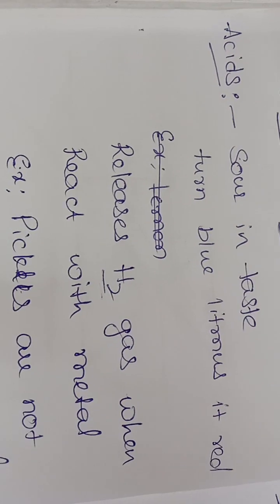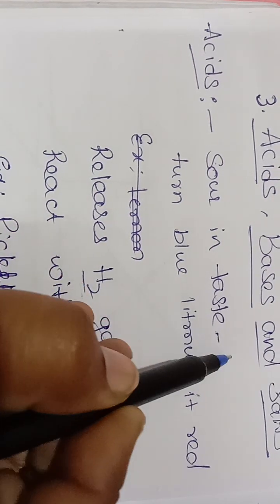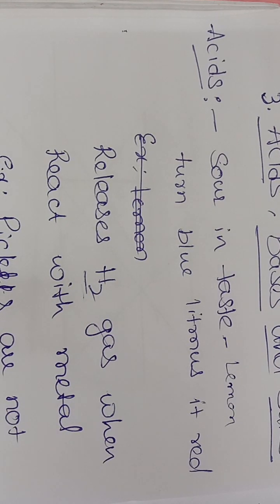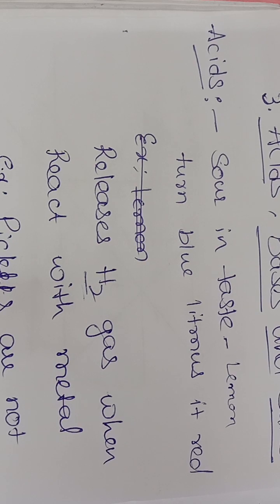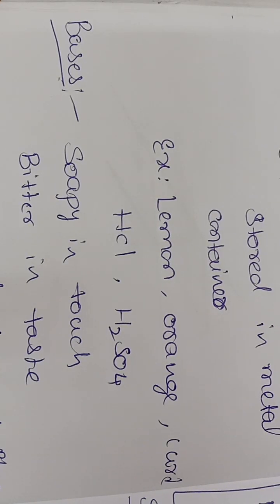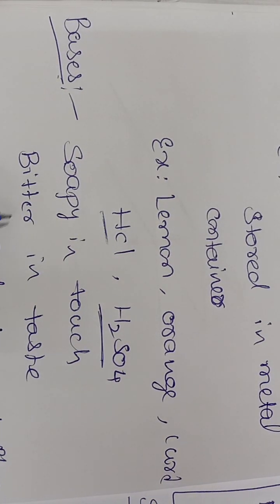So what are the examples for acids? Sour in taste means, see here, we can take lemon, orange, curd, hydrochloric acid, sulfuric acid. These are the acids. Lemon, orange, curd also are acidic in nature. So it releases hydrogen gas when it reacts with metals. That is the reason pickles are not stored in metal containers. Examples for acids are lemon, orange, curd, hydrochloric acid and sulfuric acid. This is sulfuric acid, and this is the formula of hydrochloric acid.